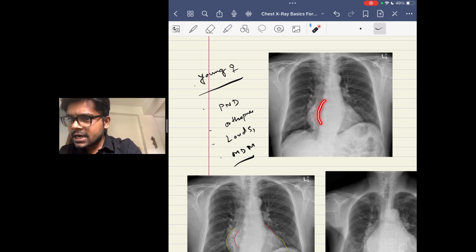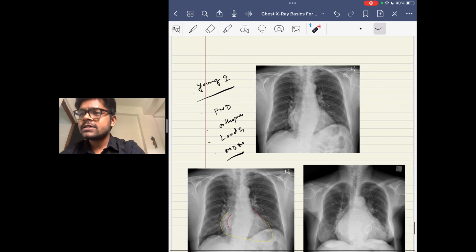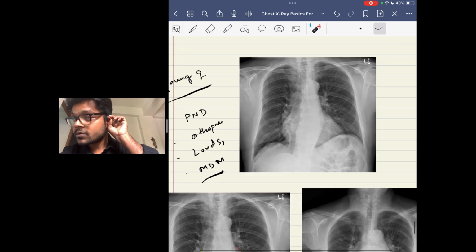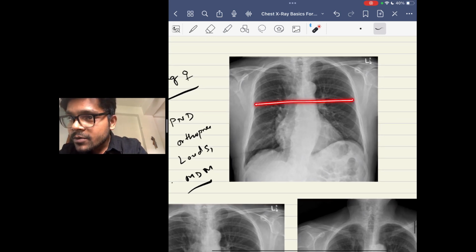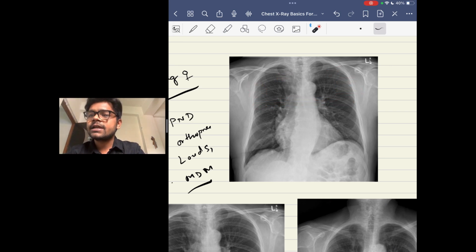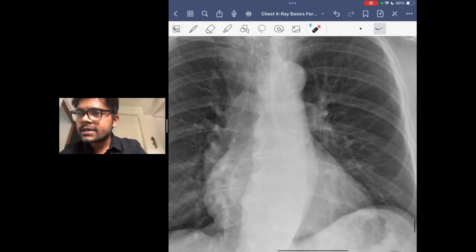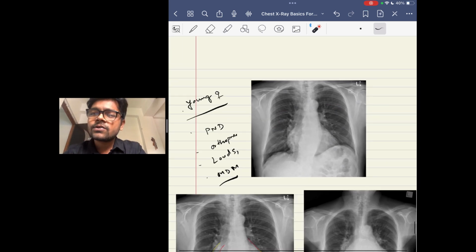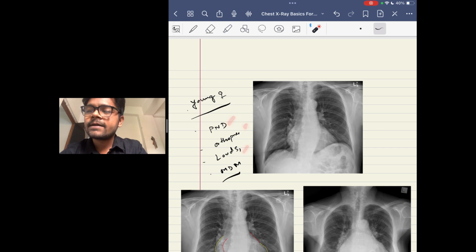There is a double heart border, a double contour sign. So this is a classical X-ray of mitral stenosis. Also note that there is upper lobe predominance of your pulmonary vessels, like I said, in cardiogenic pulmonary edema. If you zoom in, you can see clearly the upper zone predominance, and that is causing all the symptoms of PND, orthopnea, and all that.